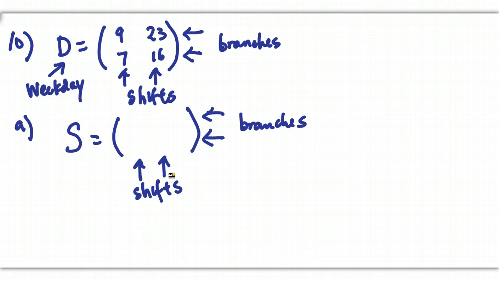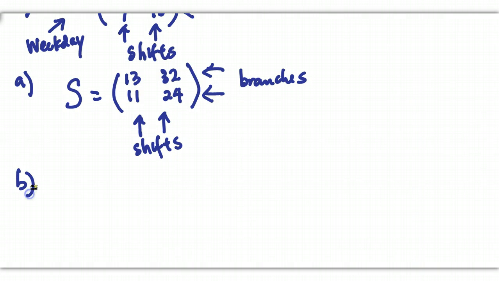So the first element of matrix S should be the number of people in Hougang working the day shift, and we know that that is 13, and the second element would be the number of workers in Hougang working the night shift, and that's 32. And we can fill in the same information for Tampines, and you should get the matrix S.